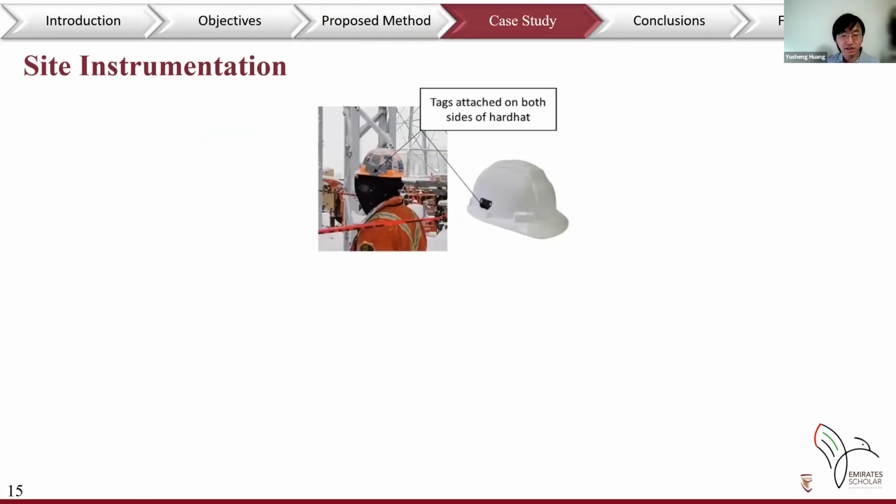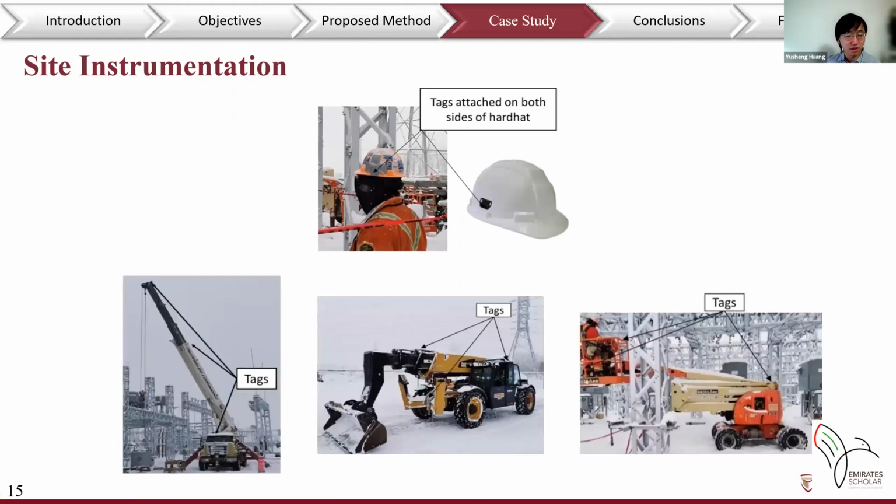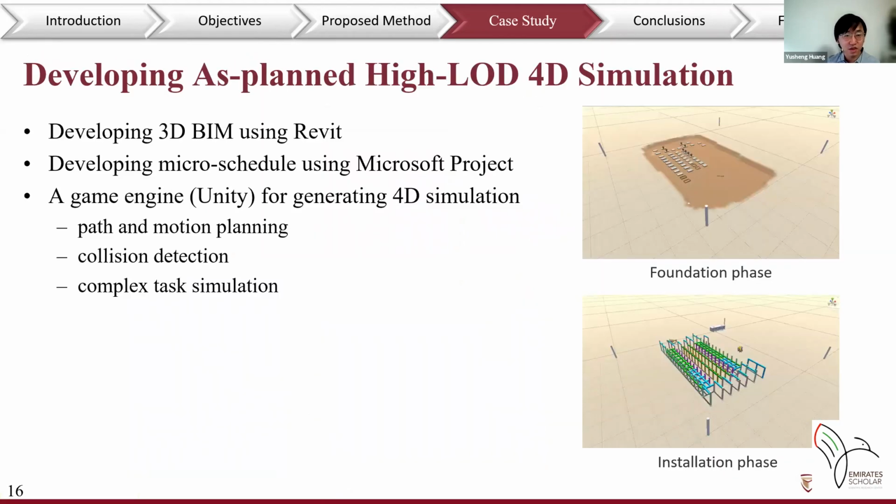To set up the RTLS system, tags are attached to the hard hat of 5 volunteer workers. In addition, tags are attached on 3 kinds of equipment, which are the crane, telehandler, and the boom lift. Revit is used to develop the high-LOD 3D mockup of the project. The microschedule is generated using Microsoft Project.